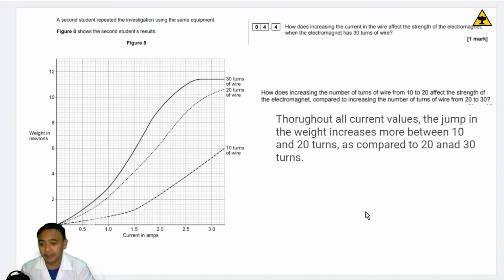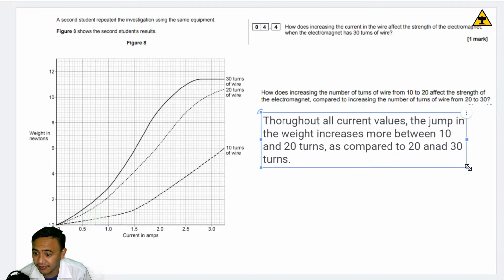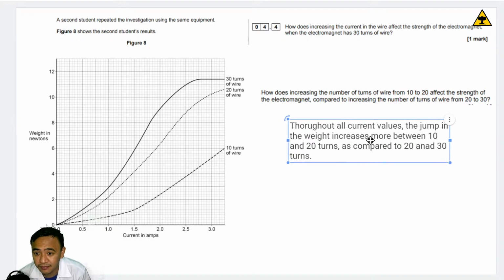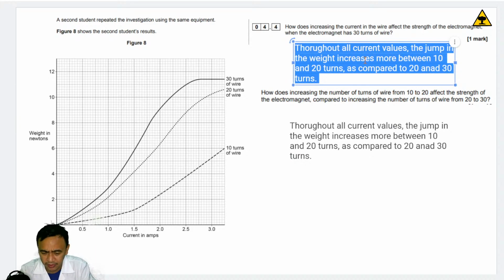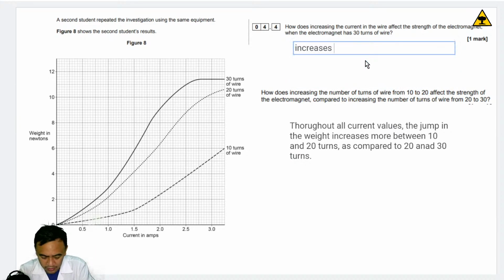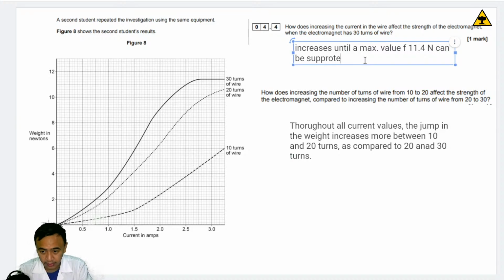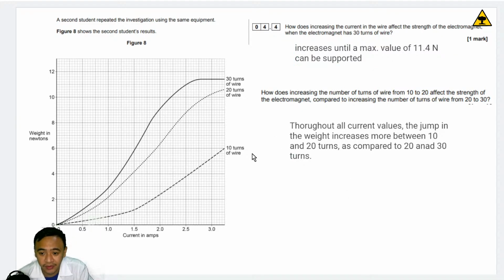Okay. Yeah, this is how I would say it, just to be safe. All right, I'll just copy this other one here. 11.4 newtons can be supported. Okay, so again, generally I would say it this way, just to be safe. Okay, good. So the next one.